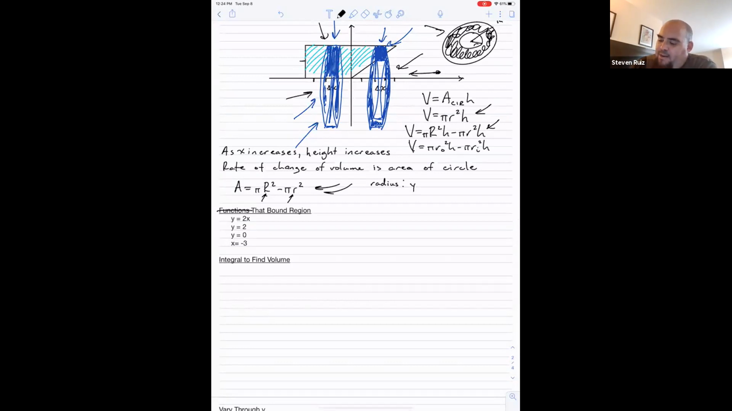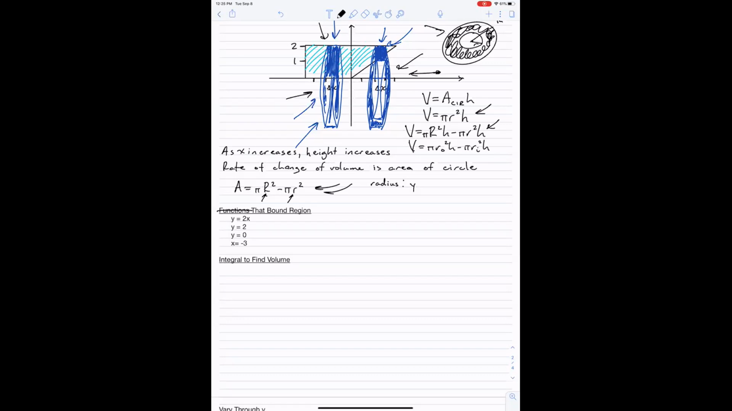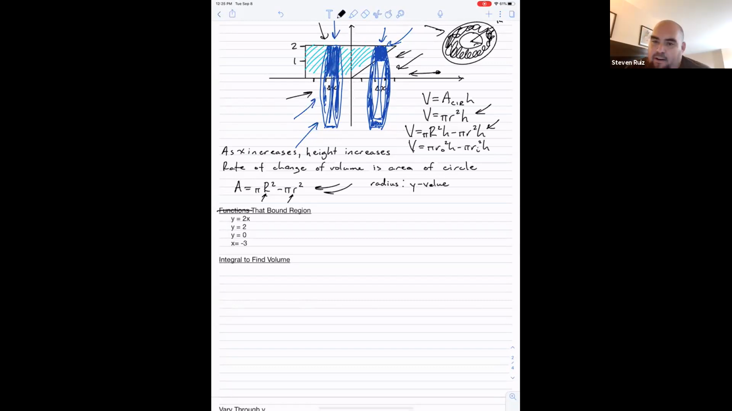For example, right here, let's say y is equal to 1. Does that mean the radius is 1? Or if we look at the full thing, this is going to be y equals 2. If y equals 2, does that mean the radius is equal to 2? Yes. So we can just take the y value as is. Similarly over here, your inner and outer radii are just going to be those y values.